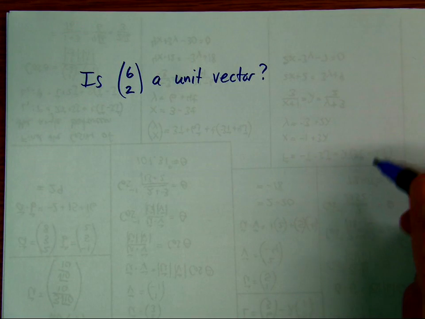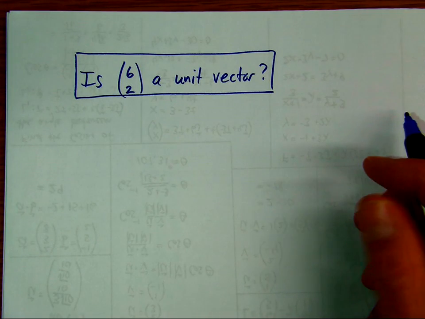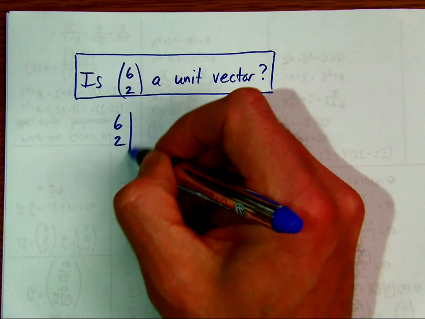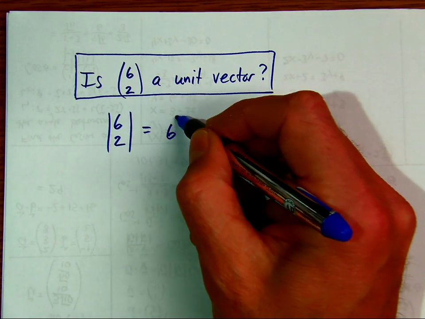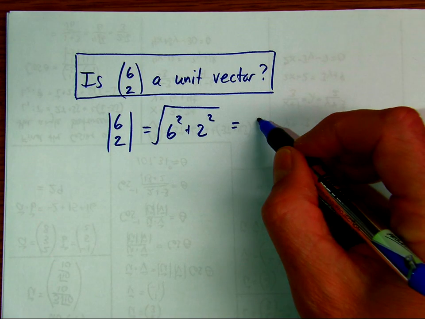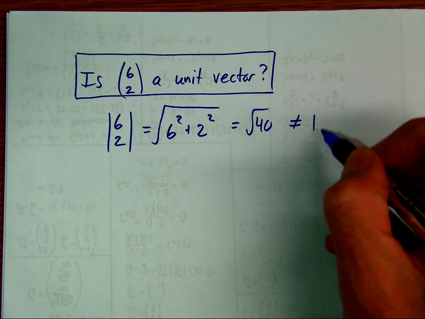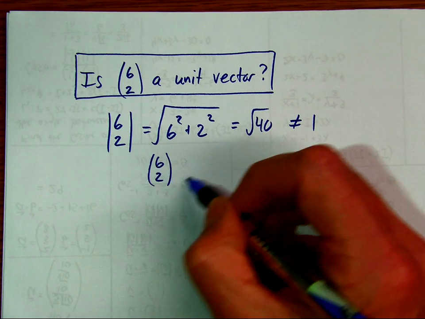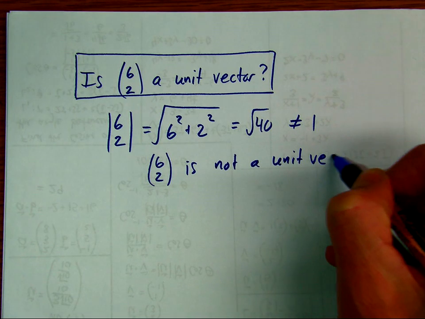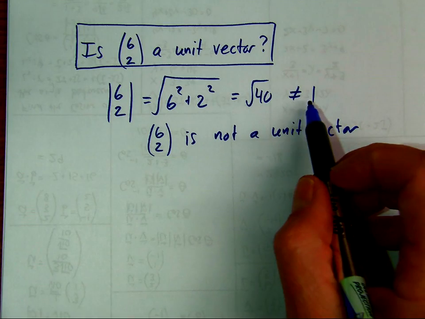All right, is this vector a unit vector? Well, a unit vector just has a magnitude of 1. We can see that this is going to be longer than that. But to test it, we just find the magnitude. 36 plus 4, 40. So that's not equal to 1. So the vector 6, 2 is not a unit vector. So if the magnitude is 1, then it's called a unit vector.